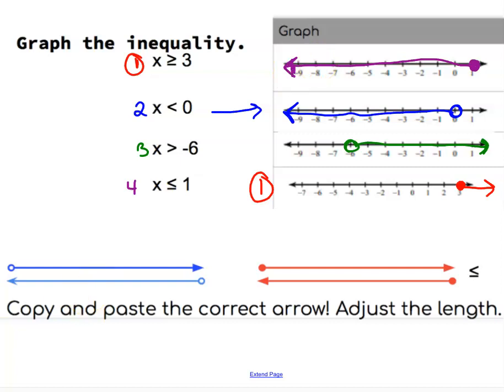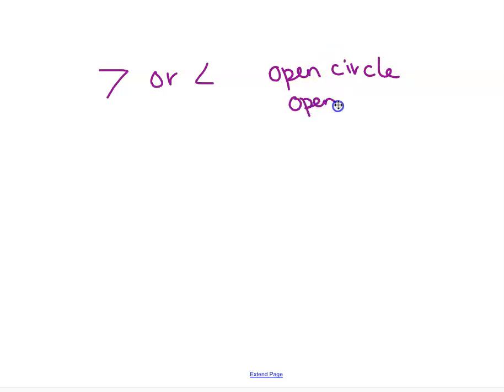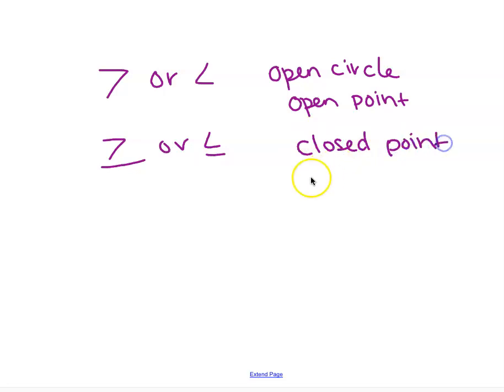Remember, a few things to remember. You have greater than or less than. It's an open circle or open point. You have greater than or equal to or less than or equal to. It's a closed point or closed circle, okay? Inequalities, we solve them exactly like equations.